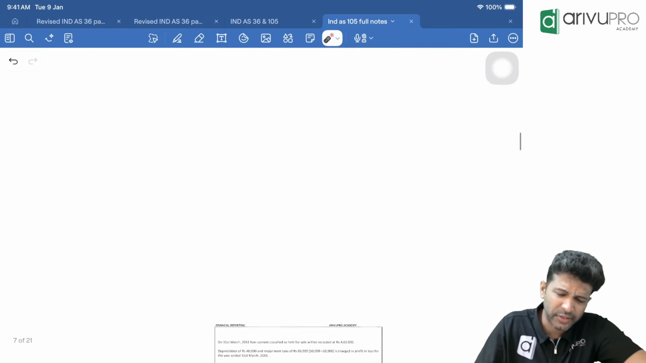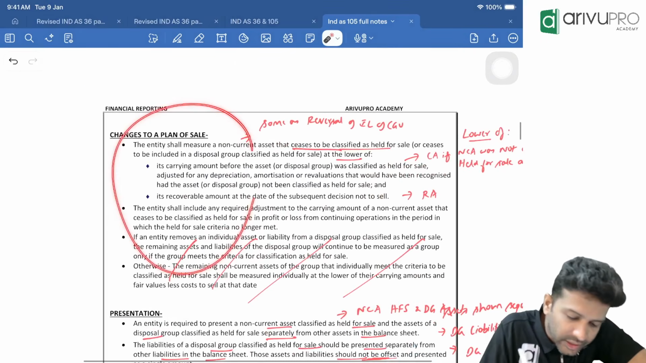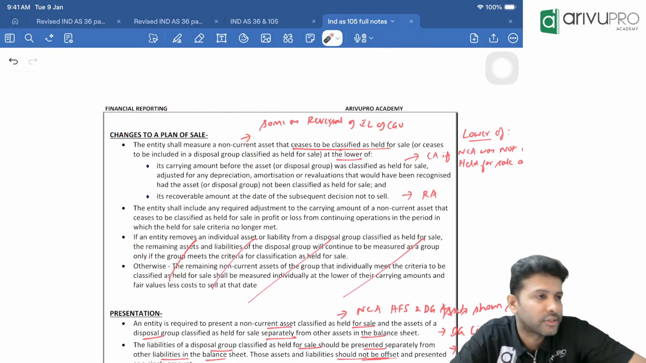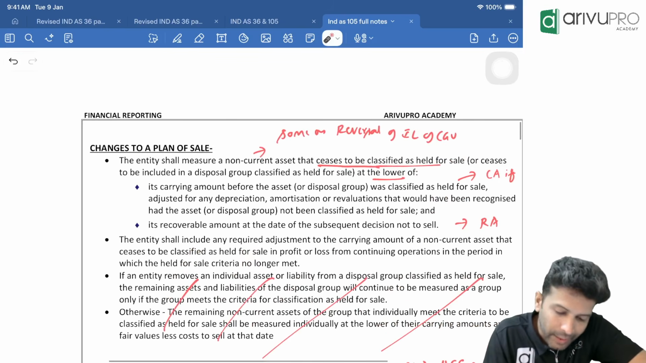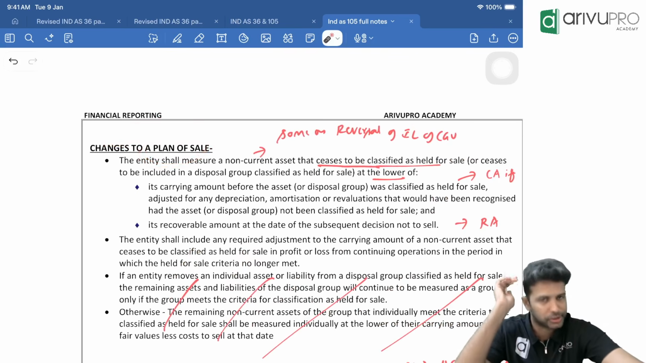Okay, or else maybe it's fine. I think we can do this and move on. It's okay. Now, people, what if the plan changes? What plan? The plan of sale or plan to sell the asset subsequently has changed.